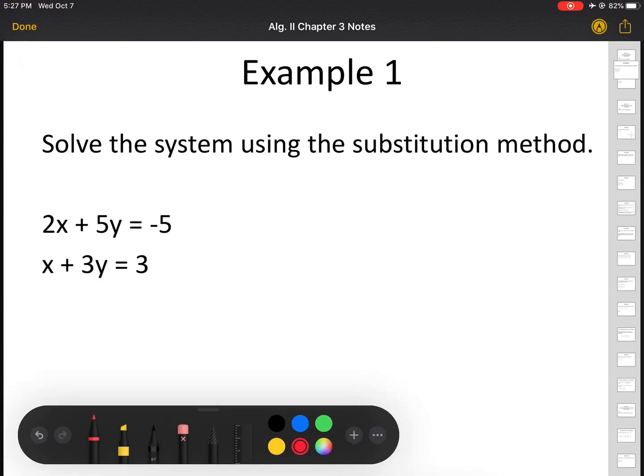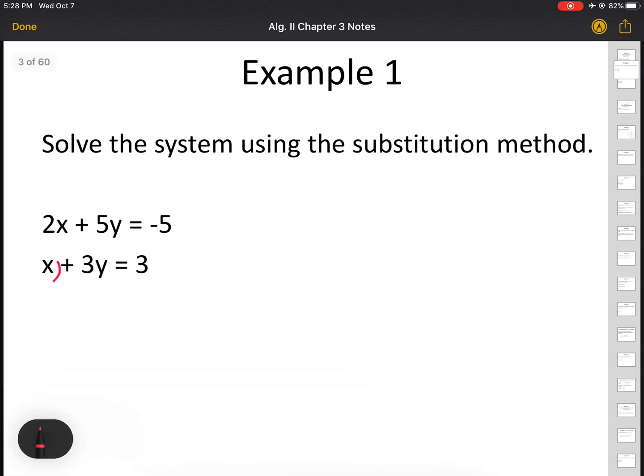So with this example, I have 2x plus 5y equals negative 5 and x plus 3y equals 3. I see that I have x all by itself. Since it's all by itself, it's easiest to use the substitution method and solve for that x. So what I want to do is move that 3y to the other side and solve for x. So when I move that 3y to the other side, I get negative 3y plus 3.